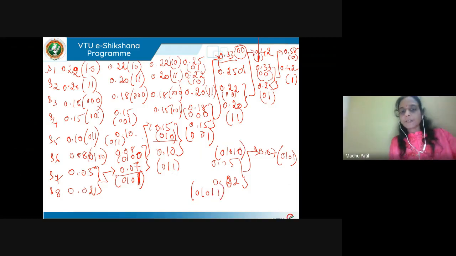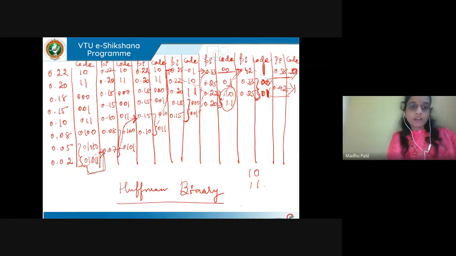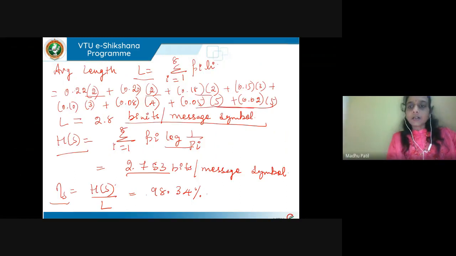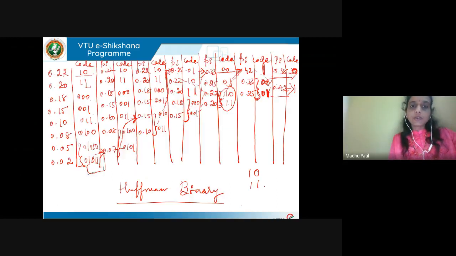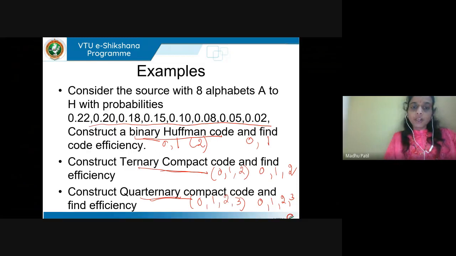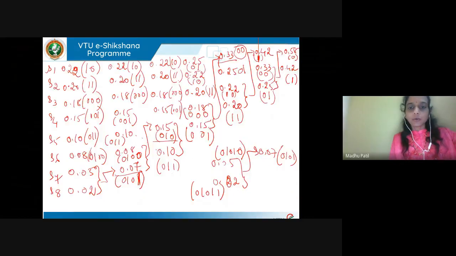So these will be the code words which I have written, and based on these lengths, 0.22 into 2, 0.20 into 2, 0.18 into 3, into 3, into 3, into 4, into 5, and into 5, you are finding the average length L. Next, you are finding the entropy, which is the sum of probability times log to the base 2 of 1 by pi. And next, you are finding the efficiency, that is entropy by average length. This is how you compute the Huffman coding for binary code.